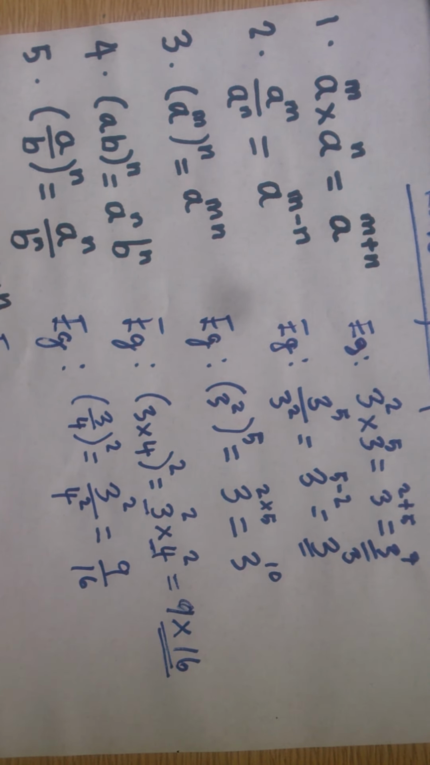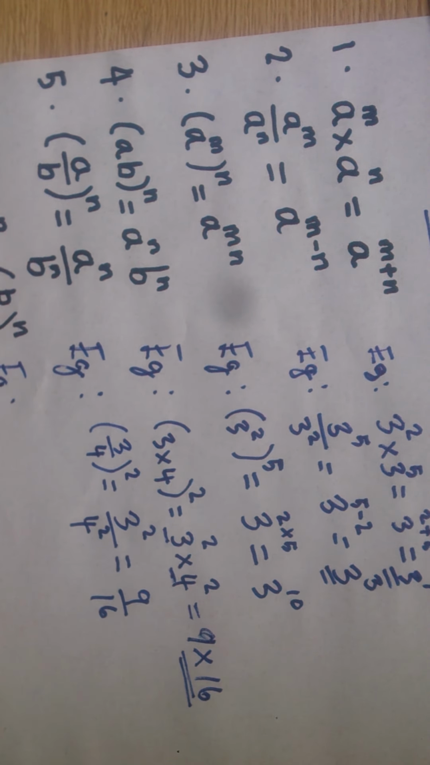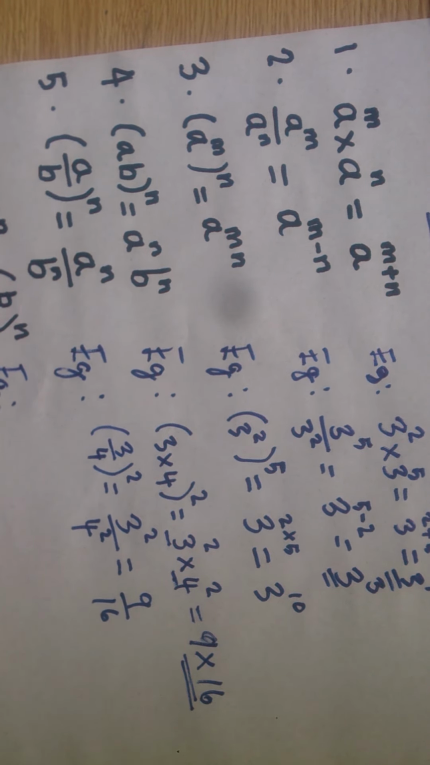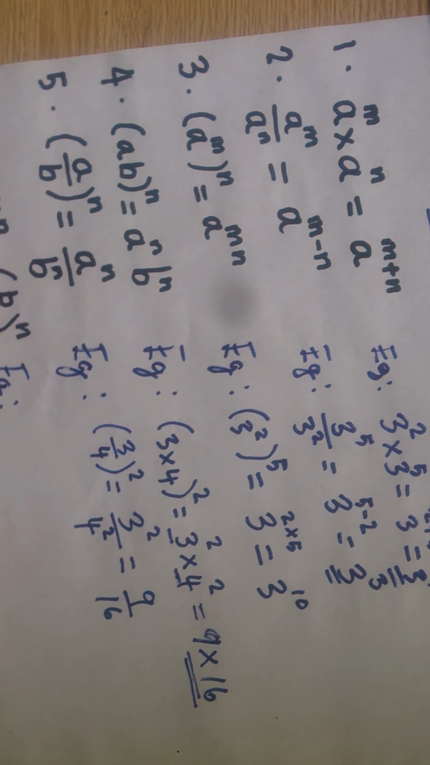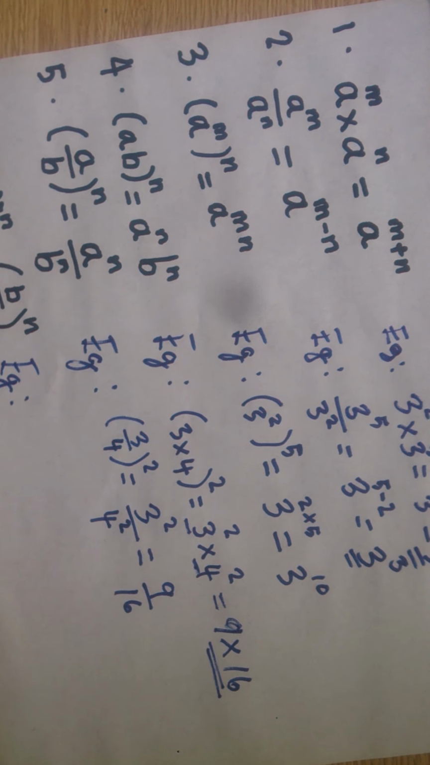Our next example will be on law number 6. So law 6 says to raise a fraction to a negative power, you invert the fraction and change the sign of the power. So a over b raised to negative n, we invert it. So a over b becomes b over a, and the negative sign here changes to positive.